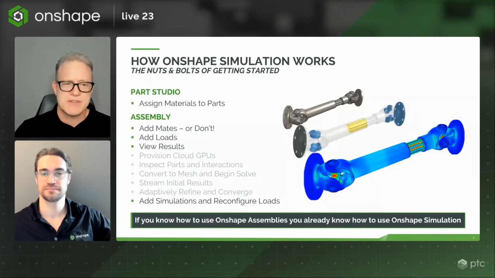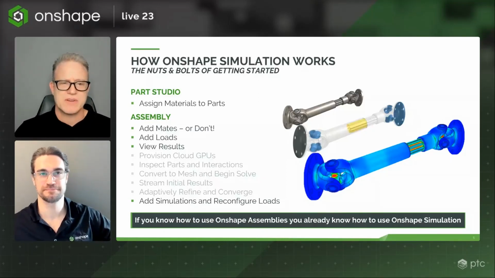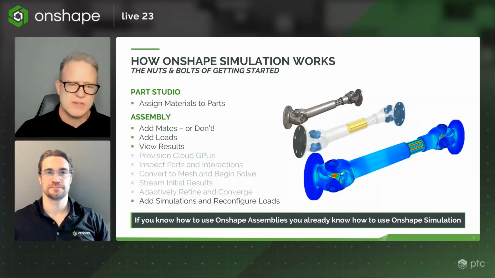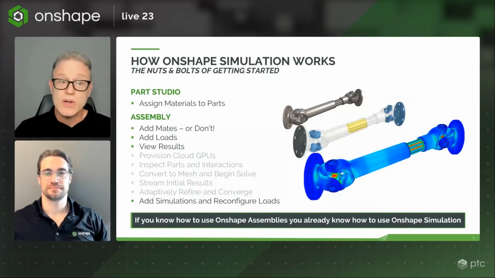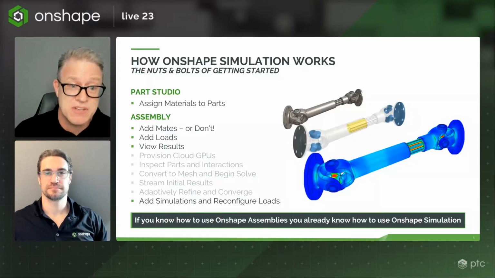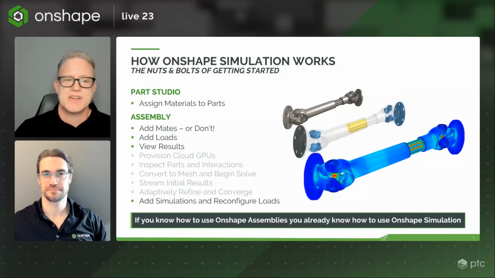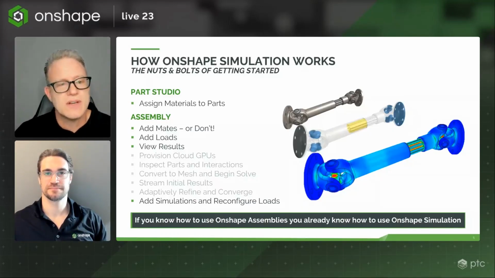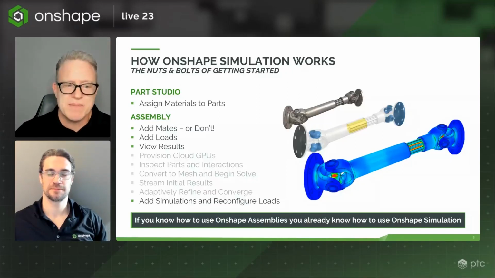You just add mates to define the kinematic response, sliders, revolutes, ball, cylinder, and so on. Or not, as the case may be. You can just group things, fix them, or simply leave things in place. Onshape Simulation will interpret all this to create the model to be solved. The most important takeaway from this is if you know Onshape, then you already know Onshape Simulation.